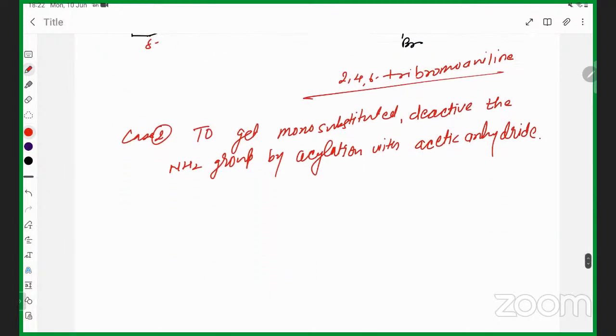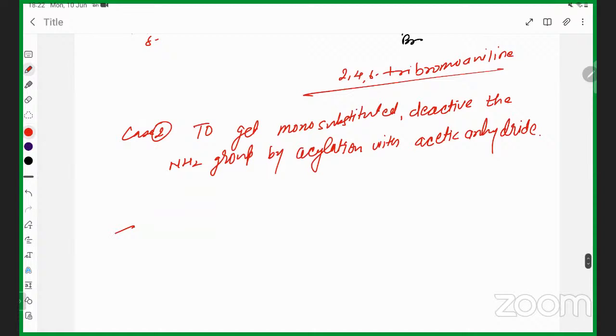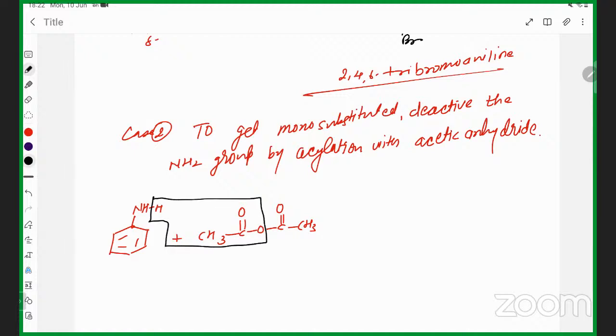Now first of all, you do the acylation. Aniline is there, you can see NH2, plus acetic anhydride, I am writing: CH3, C double bond O, O, C double bond O, CH3. So this part is going to come out as CH3 C double bond OH.